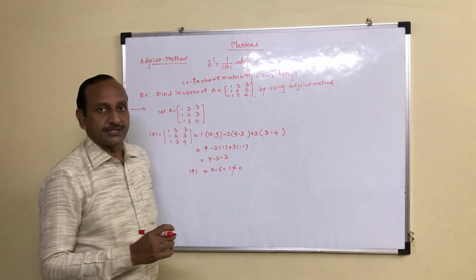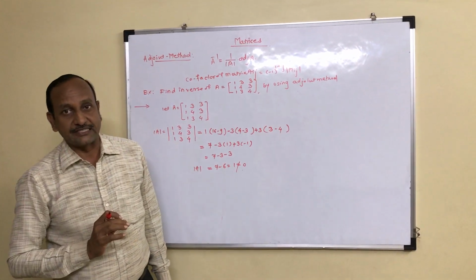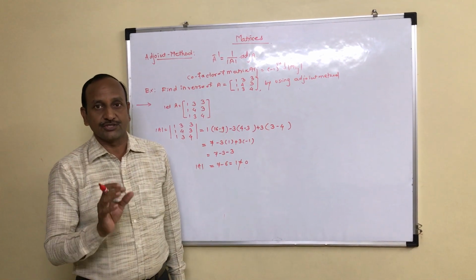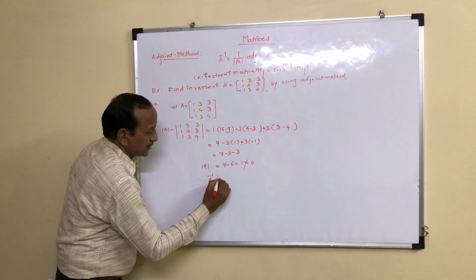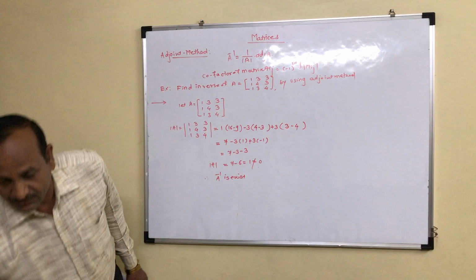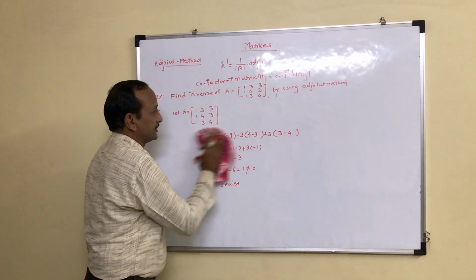If the value of the determinant of A is equal to 0, then A inverse does not exist. If the value of the determinant of A is not zero, then A inverse exists. So here A inverse exists. Now we proceed to find the inverse by using the adjoint method.